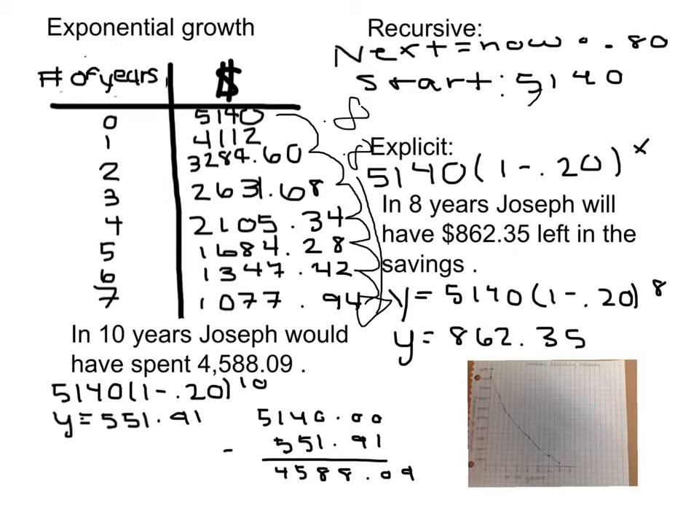For my second prediction, it states, in 10 years, Joseph would have spent $4,588.09. So the way you would get this is by taking your explicit problem, and adding in the 10 for the exponent, and then you would multiply it all, and you get 551 and 91 cents. But the prediction says that in 10 years he would have spent. So you would subtract 551 from 5,140, and you would get 4,588 and 9 cents.